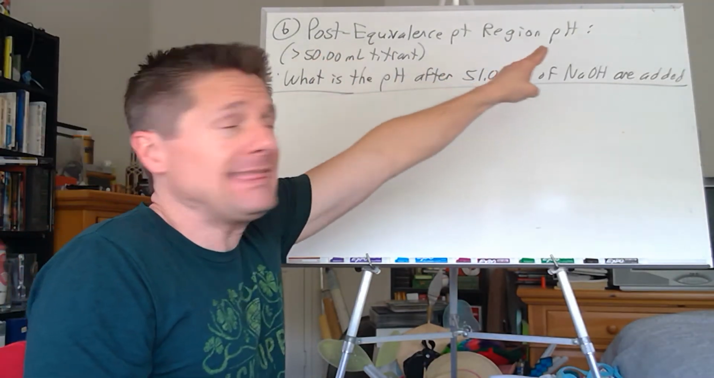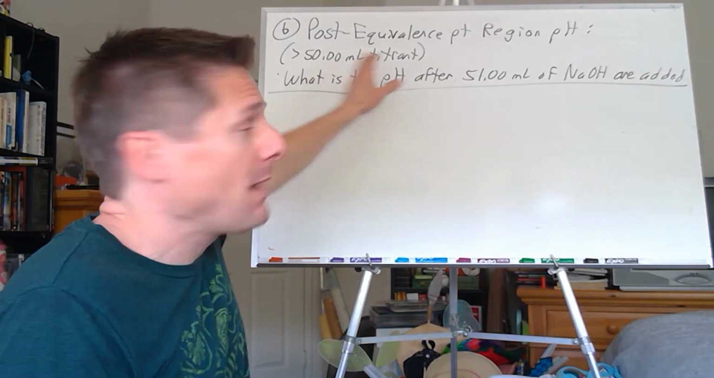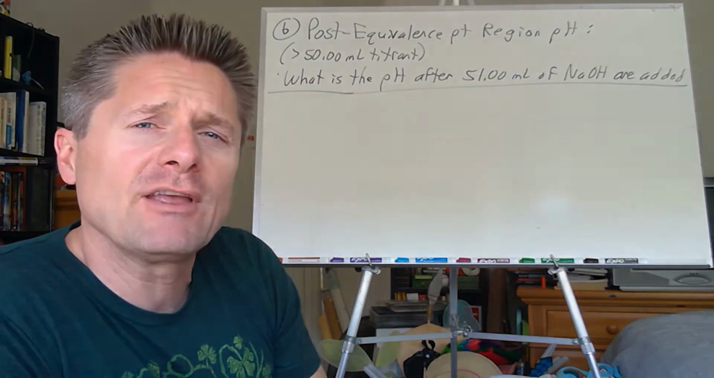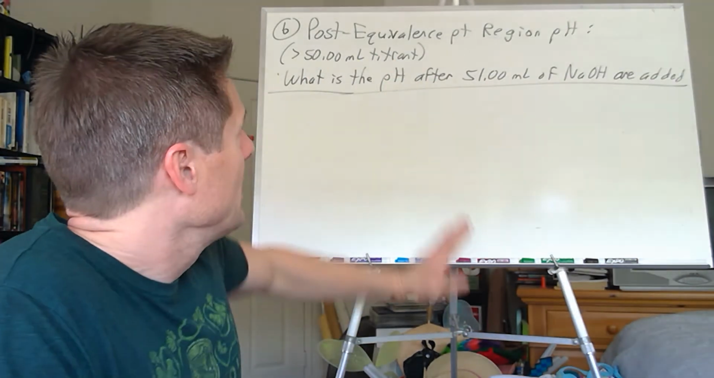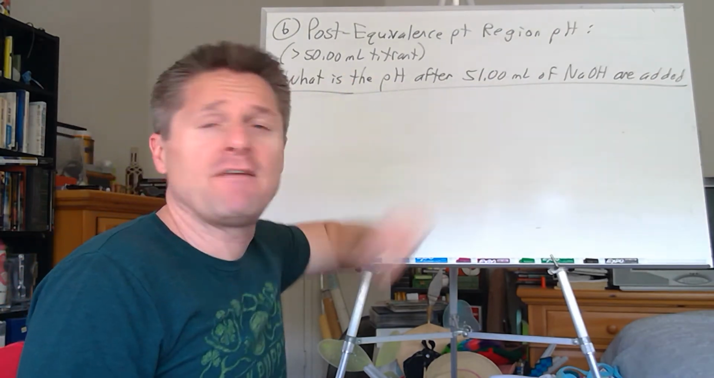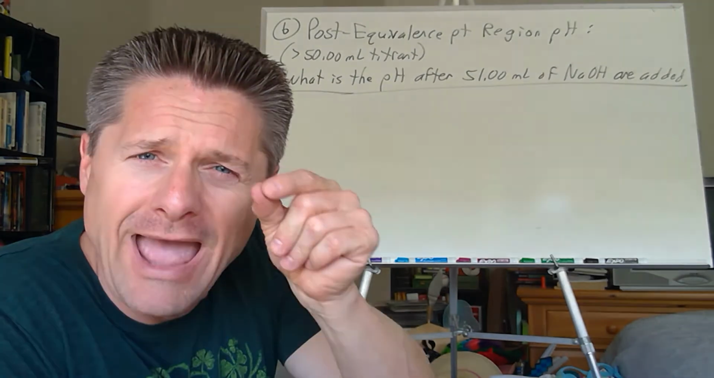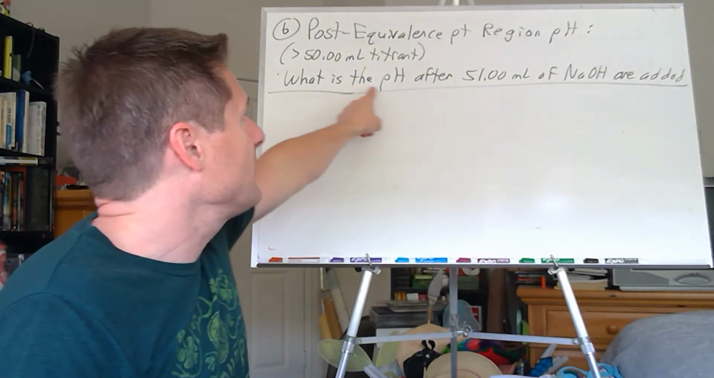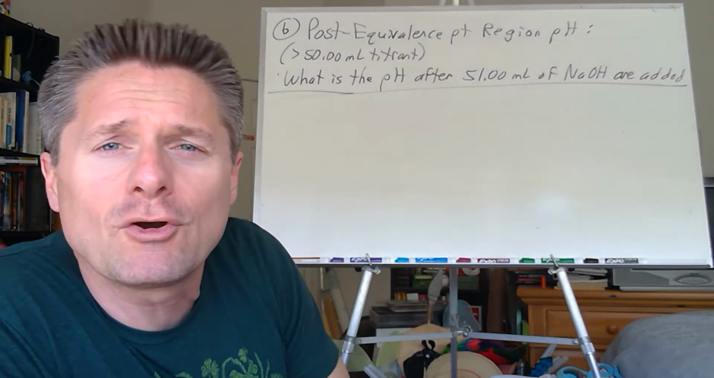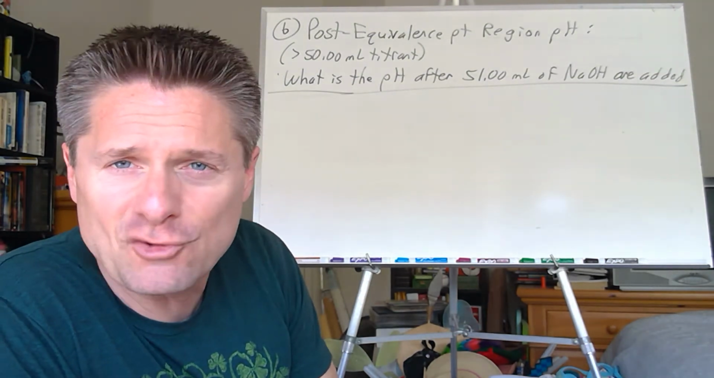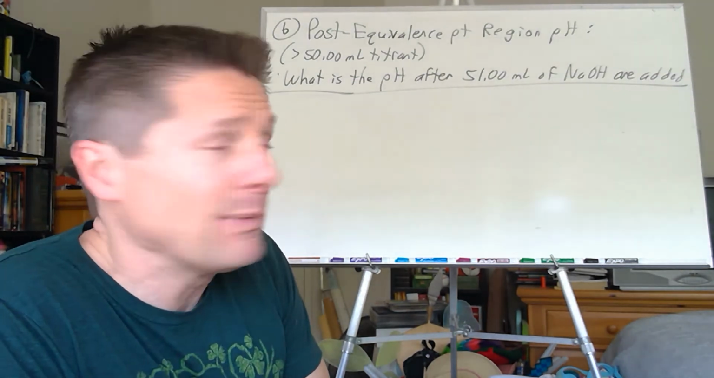So we want anything in that post-equivalence region, and remember it was 50.00 milliliters of added base to hit the equivalence point. So anything past that, so let's say 51.00. Let's go 1 milliliter, which you would never do in lab. You want like a half a drop. What is the pH after 51.00 milliliters of your titrant, your sodium hydroxide, has been added?